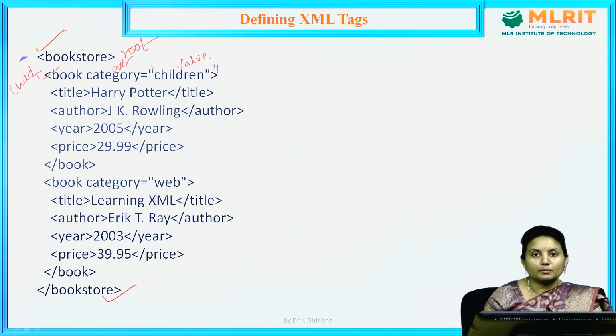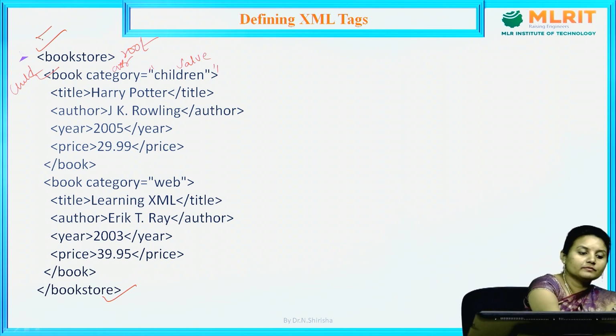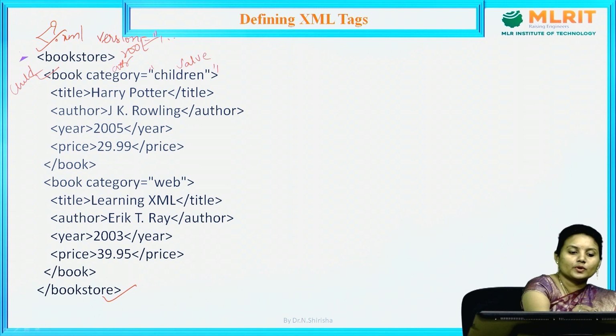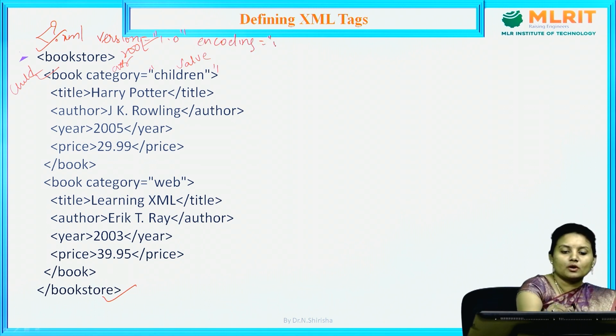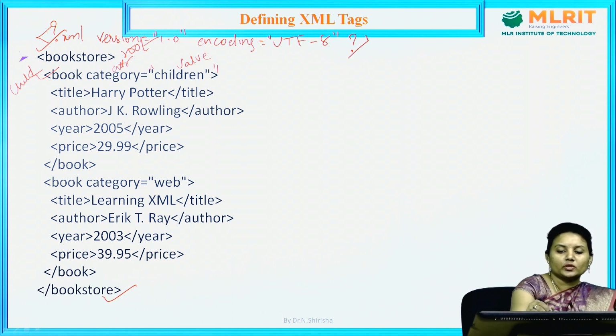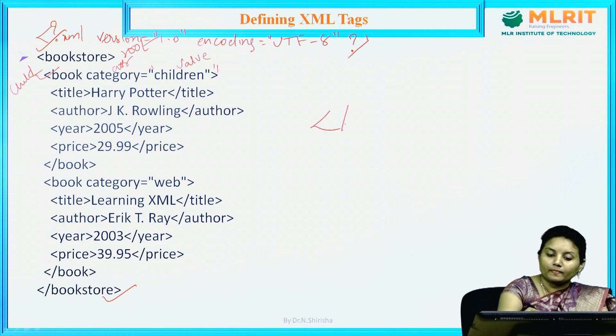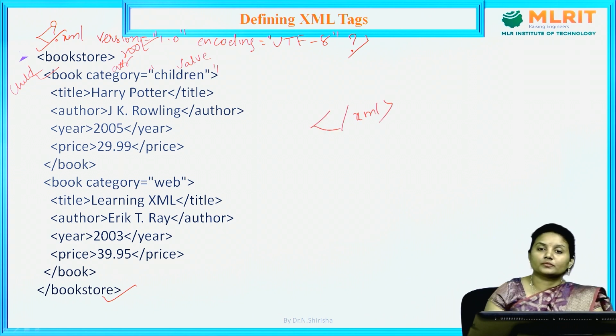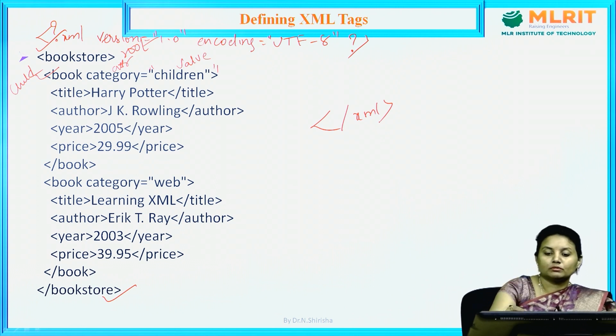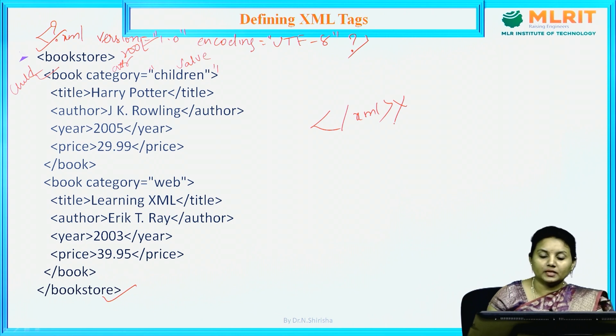So, every XML document may have this prologue statement: xml version equals 1.0, encoding equals, the value should be given UTF-8, question mark, close. So here we have the XML prologue statement in this way. Please don't write a closing tag of XML like this.